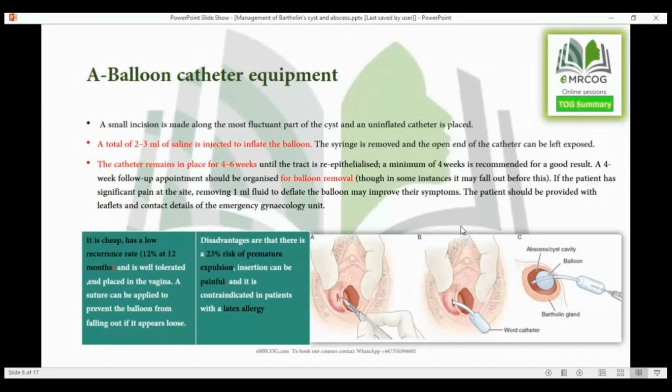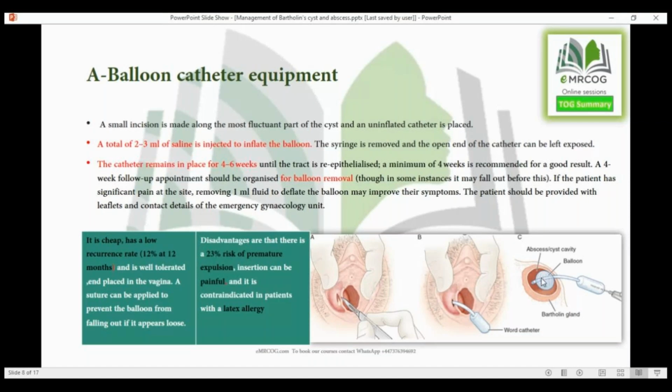We will need just to make a small incision over the most fluctuant part of the cyst, and then put the uninflated catheter. Then we are going to inflate the balloon of the catheter, this one, with saline. Mainly it is about 2 to 3 milliliters. And if the patient says, doctor, I'm starting to feel a little bit of discomfort, you can draw away 1 milliliter.